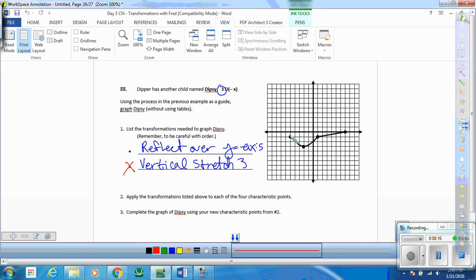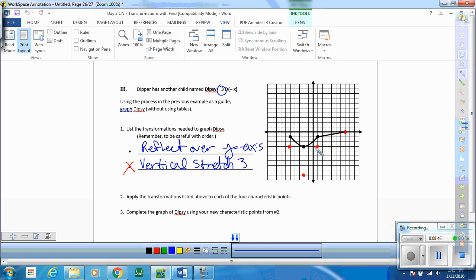So for my vertical stretch, I'm stretching by 3. This one's 1 away. 1 times 3 is 3. So 1, 2, 3. So that's that one. This one's 3 away. 3 times 3 is 9. So 1, 2, 3, 4, 5, 6, 7, 8, 9. That gets me to here. 1 away is going to go to 3. And 0 away, 0 times 3 is still 0. So it stays there. Now I can go and reflect it over the y-axis.